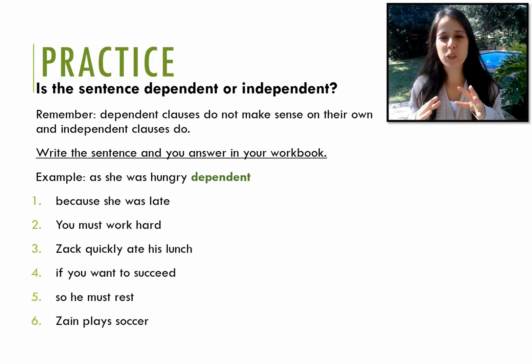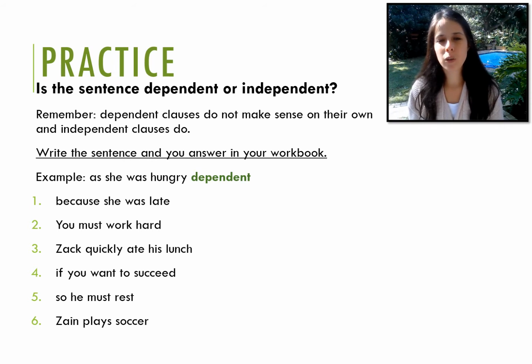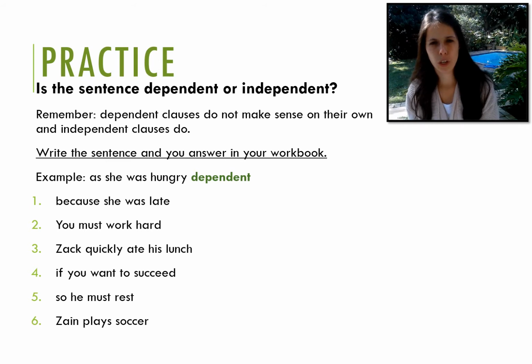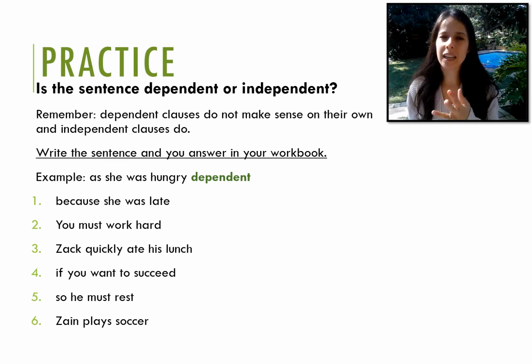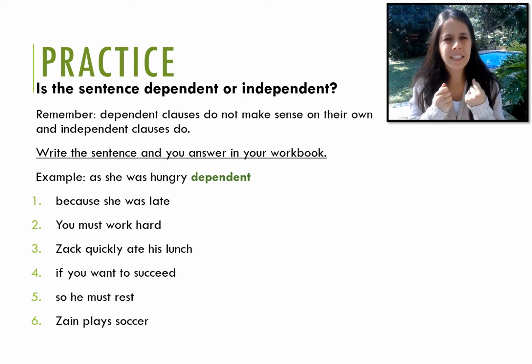Right, I want us to do some quick practice just to make sure we understand before we move on to something a little bit more complicated for your practice. Right, is the sentence dependent or independent? So that's what we're going to be looking at now. Remember, dependent clauses do not make sense on their own and independent clauses do. A good way to remember it is that adults are independent. They can live on their own. It makes sense to see them alone. And children are dependent. They need an adult and a parent to help them and assist them.